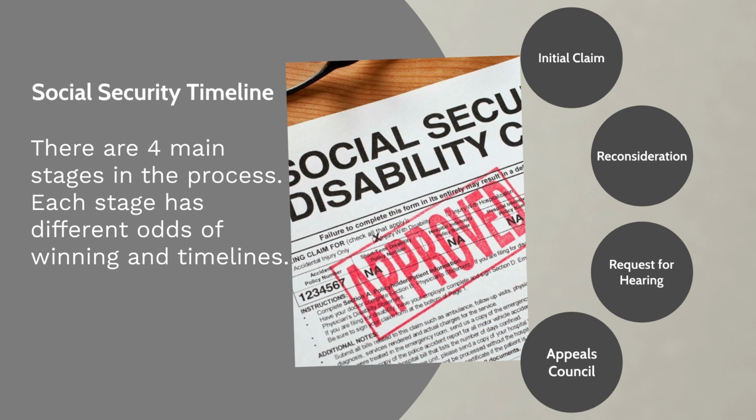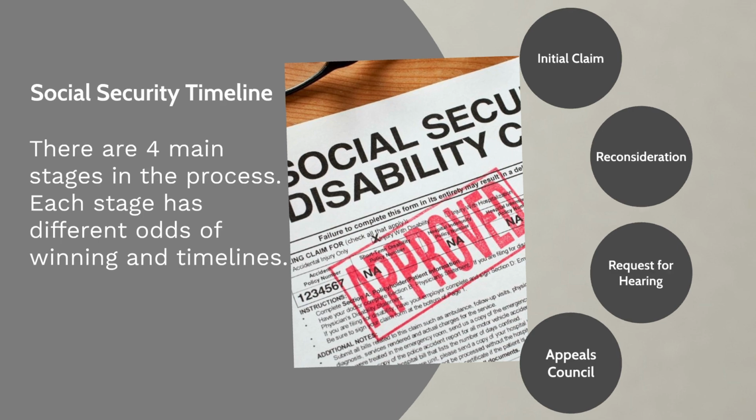Now, there is one additional stage here that I haven't listed. It's called district court, and that's after the appeals council. However, it's a very small selection of cases that will actually go up to a district court. So we're not going to really be talking about that as much today. Today, what we are going to be talking about is the initial claim and reconsideration stage. And then we'll go on from there.